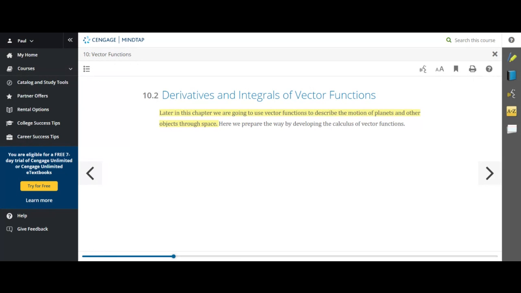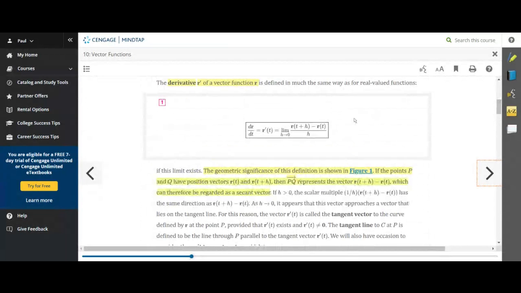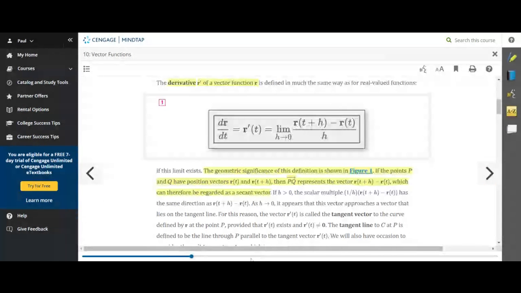So we're in section 10.2. Let's see what they are talking about here. A derivative of a vector function. What does that mean? Well, we start off, of course, with something you're familiar with, the definition. How many recall the quotient definition of a derivative? f of x plus h minus f of x divided by h as h goes to 0. And the limit of that is equal to the derivative.